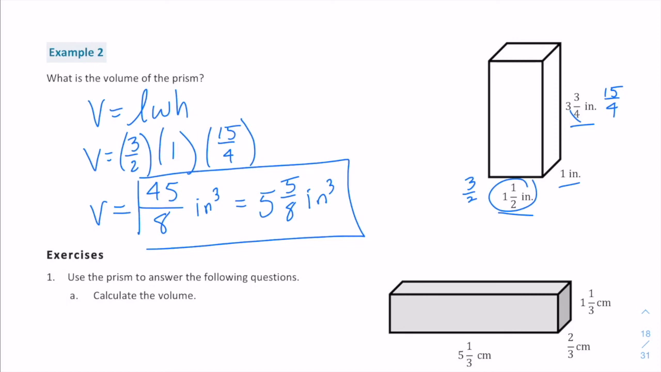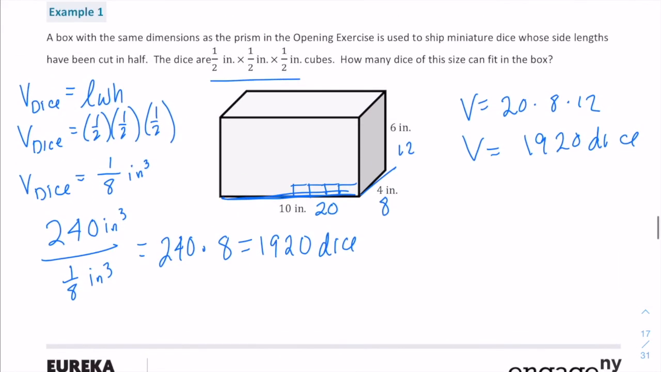So that's basically how we would find the volume of a rectangular prism, even with fractional lengths, or how we might even find how many of one prism would fit inside of another prism.